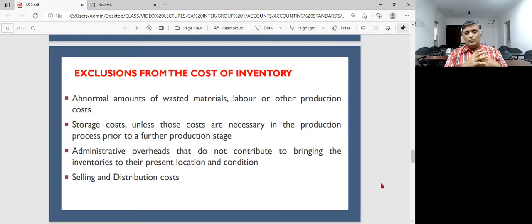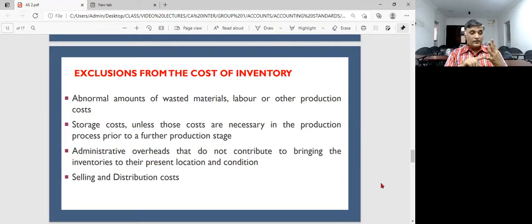So anything, any wasted material, any labor, for example, 3 hours is a production time. People work for 4 hours. They are totally inefficient in that aspect. So if that be the case, it's very important that we need to bring to light all those abnormal amounts of material, labor, and overheads, right? So that should not form part of the cost of the inventory.